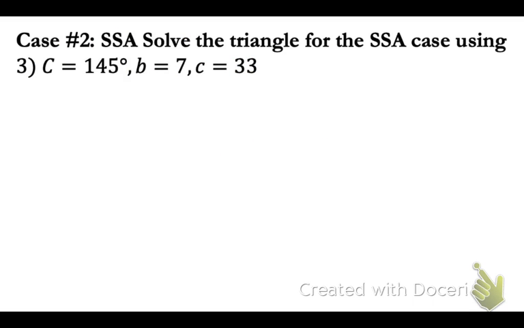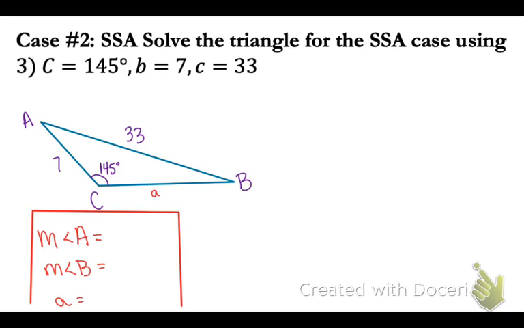On example 3, it's really important to, again, start with a picture, because when they ask you to solve for the triangle, it means they want you to find all the missing information. So we're going to go ahead and draw a picture with the information that they've given us and take a look at what we're trying to find. I always make a box of what I'm trying to find so I don't forget something. So we're looking for the measure of angle A, the measure of angle B, and side length A.